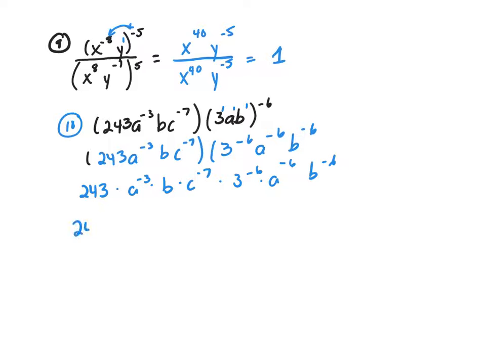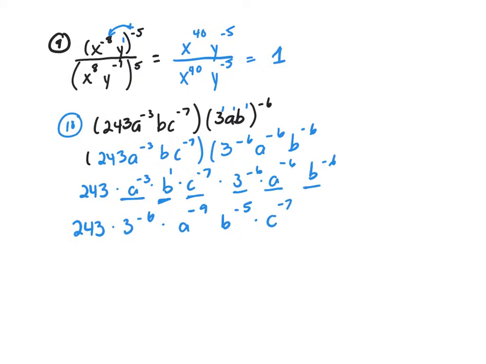Now, I'm going to put the numbers out front, 243 and 3 to the negative 6. When you multiply like bases, you add your exponents. So that would be a to the negative 3 minus 6, which is a to the negative 9. And then I got a b here and a b here, and there's a 1 there. 1 minus 6, that's going to be b to the negative 5. And I've already moved that, and it looks like this is my only c. So that's c to the negative 7.